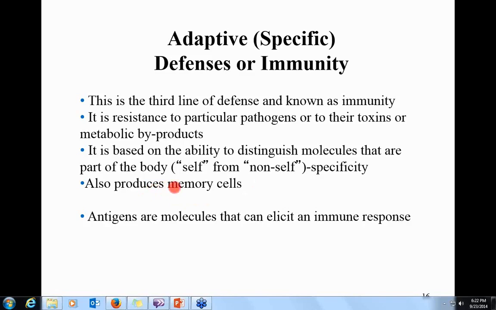In addition, specific immunity produces memory cells. Memory cells are for later. You have active cells that fight the pathogen right now, but the memory cells are for if you encounter that pathogen later. Again, antigens are the molecules that elicit immune response. Antigens are the proteins found on the surface of the pathogens.